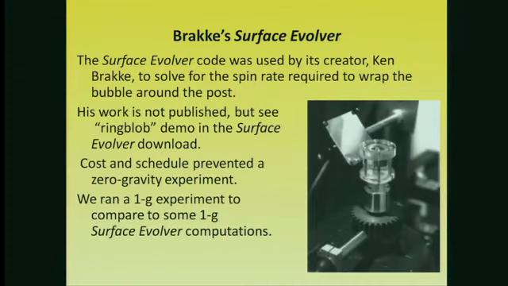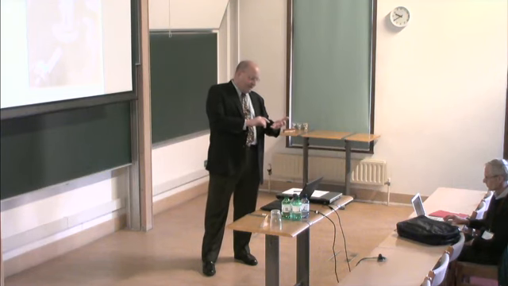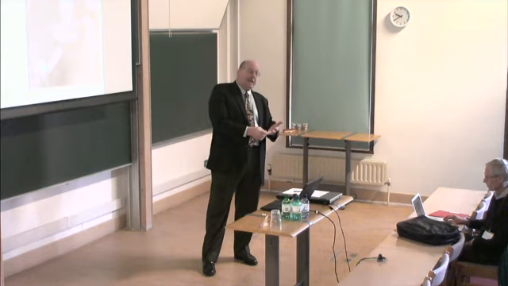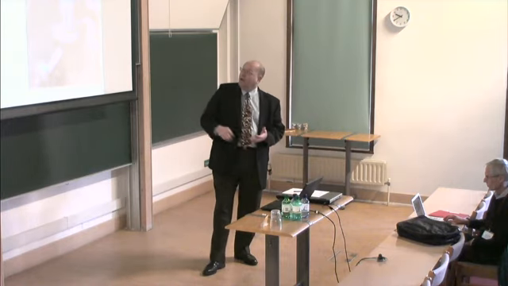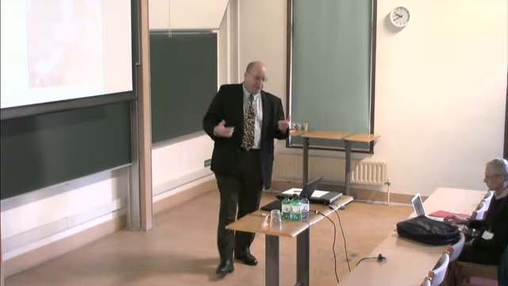This is a tiny little model of that Dewar with room temperature liquid, and we ran our own Surface Evolver calculations, which included gravity straight down. Whereas the on-orbit one has spin and surface tension, this one has spin, surface tension, and gravity. So it's a slightly more difficult task for Evolver.